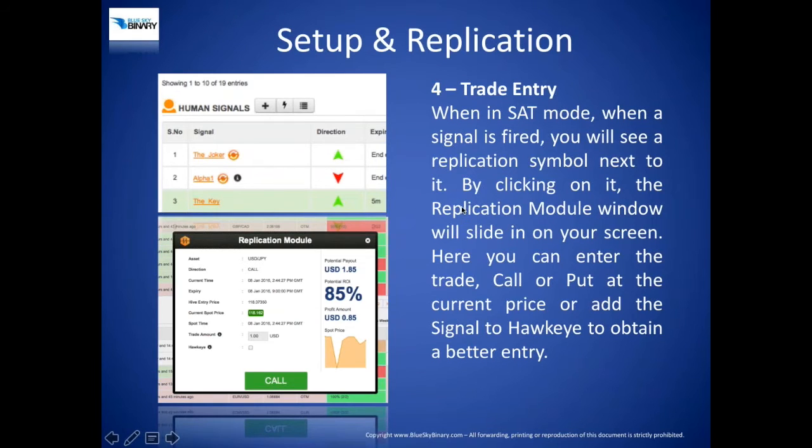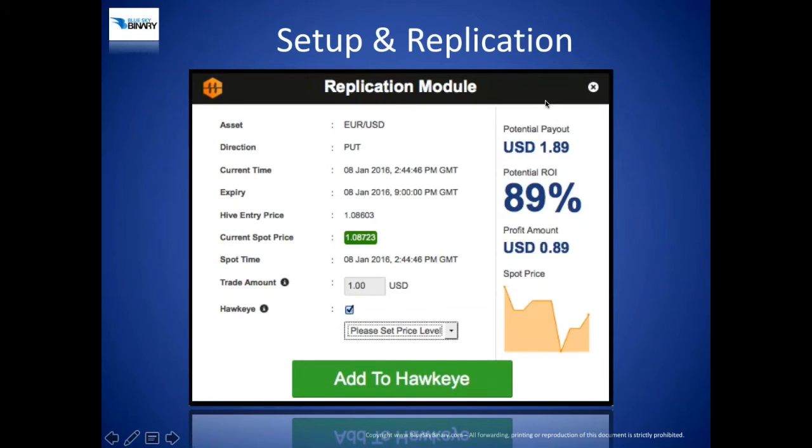This is basically how it looks. So when a signal is fired, you have this replication icon, which looks like arrows going clockwise and orange. You click on it and it pulls up this trade module. All right, this will show up on your screen in real time. And what you'll immediately see is all the parameters, everything is already selected for you, right? The expiries, the asset pair, you don't have to waste time on doing that on your broker platform. This is already linked to your binary.com account.